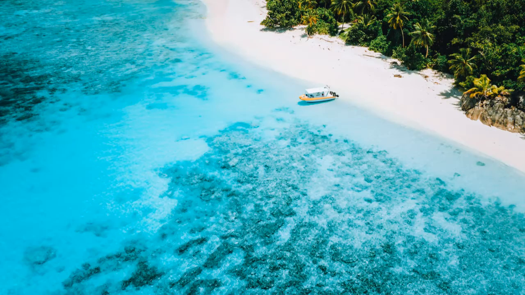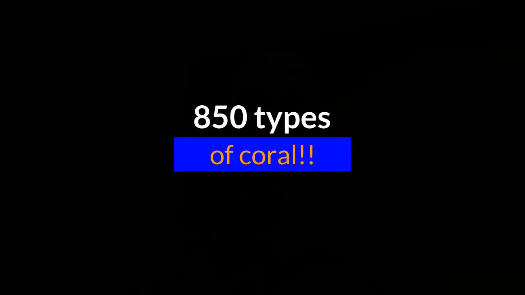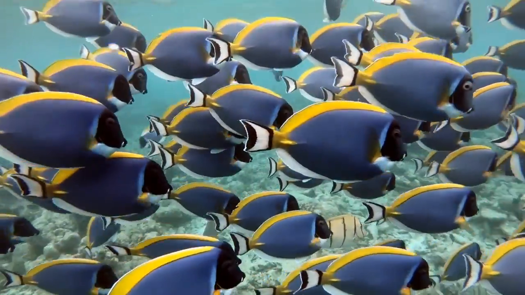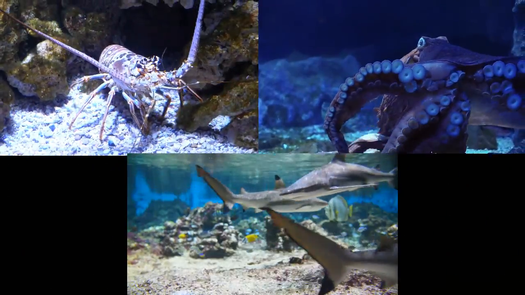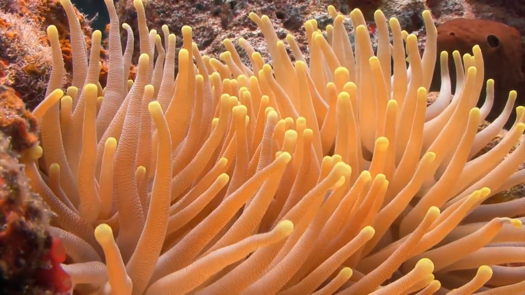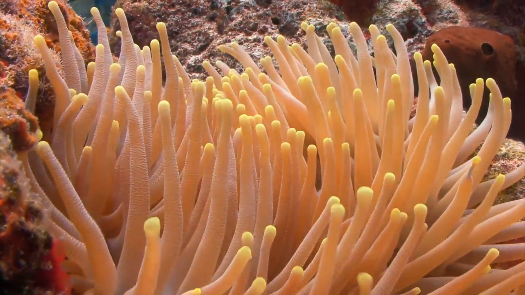Reefs usually form in shallow tropical water for the purpose of photosynthesis and are located mostly around the equator. Coral reefs are home to around 850 different types of coral, 4,500 reef fish, and about 1 million species of other aquatic animals. Although they may not seem like they are alive, corals fit the scientific definition of living animals.